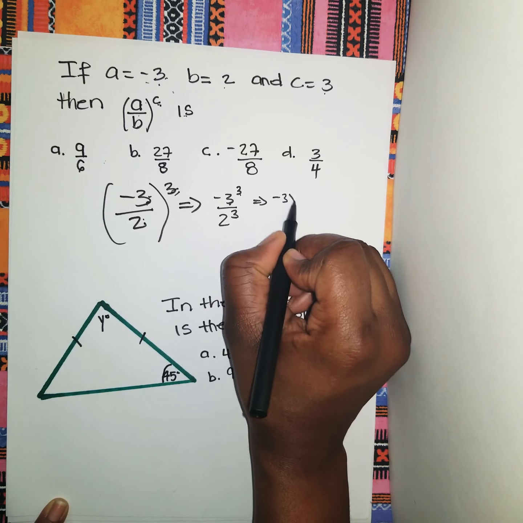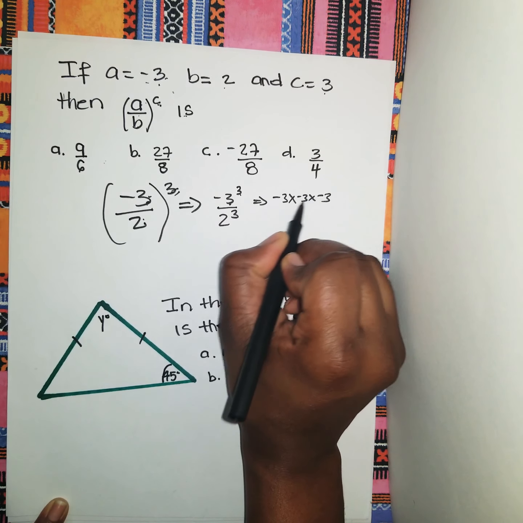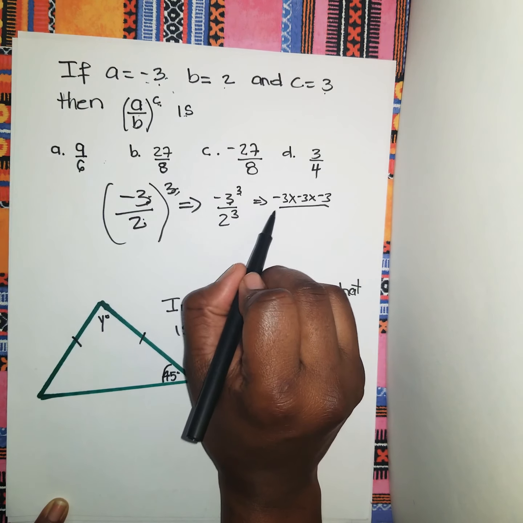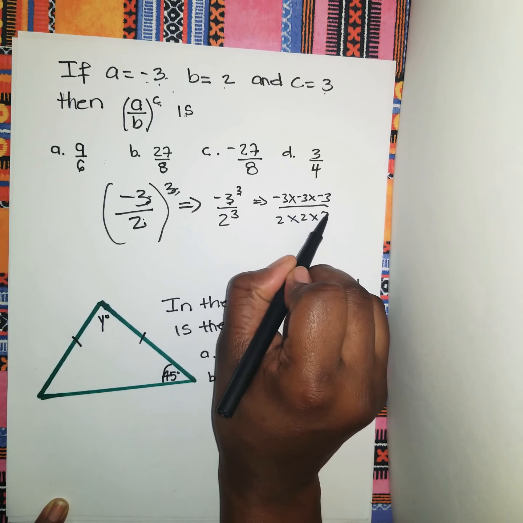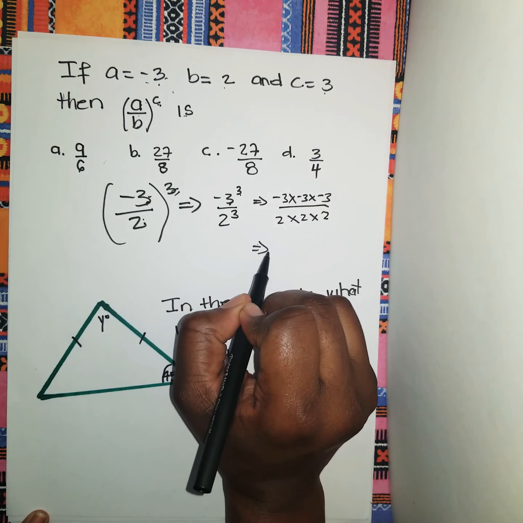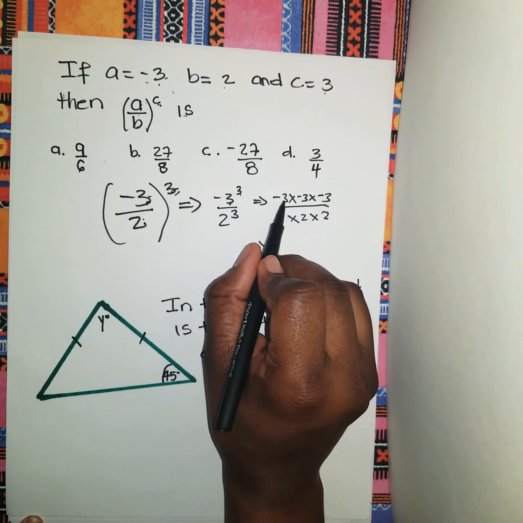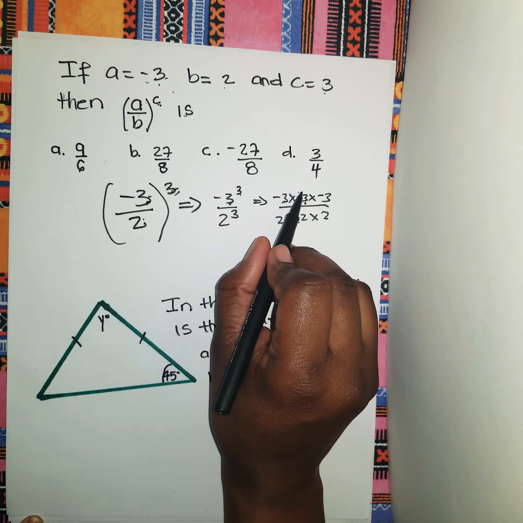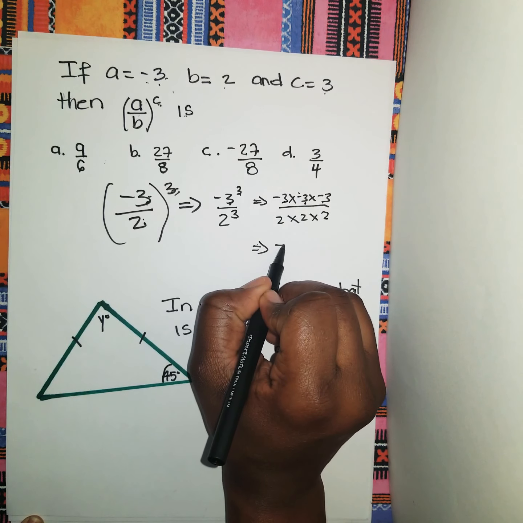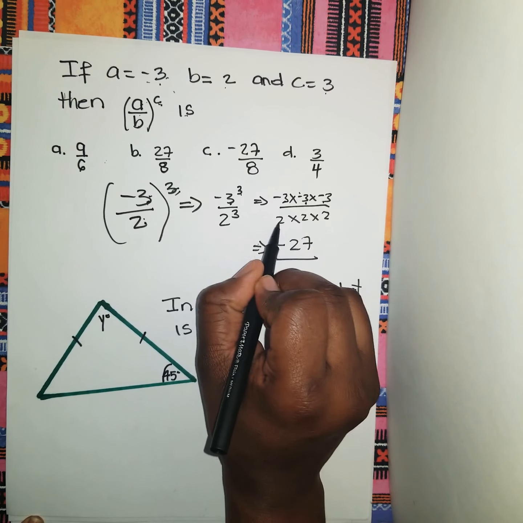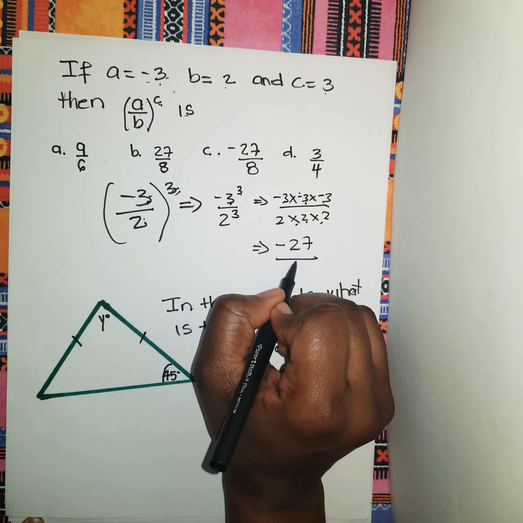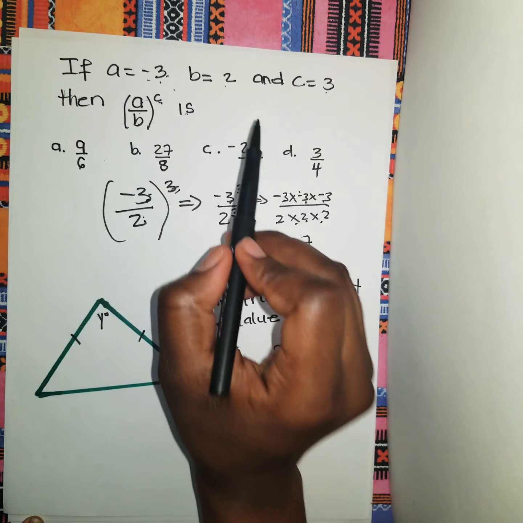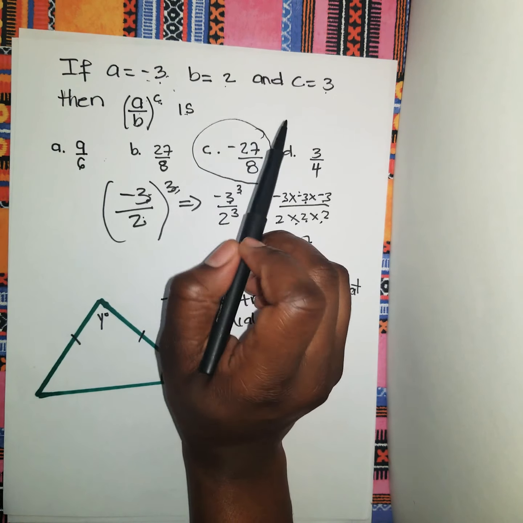So it's -3 times -3 times -3 divided by 2 times 2 times 2. -3 times -3 is a positive 9. 9 times -3 is -27. Divided by 2 twos are 4, 4 twos are 8. So the answer here is C.